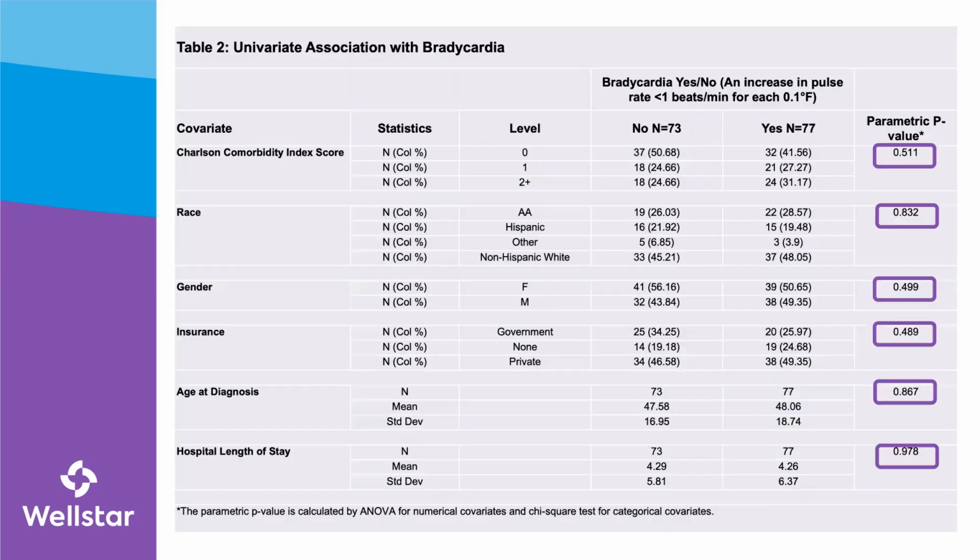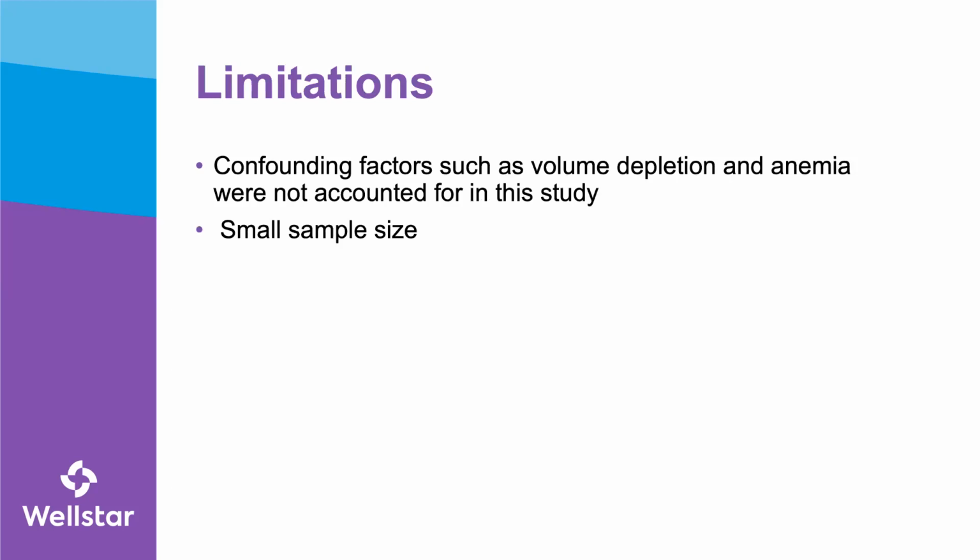So this is the univariate association with bradycardia. As you can see, patients with the pulse temperature deficit compared to those without really had a similar distribution in patient characteristics amongst all the covariates, with p-values not reaching any significance in any of the covariates. So the limitations: confounding factors such as volume depletion and anemia were not accounted for in this study, which could affect pulse. And the small sample size in this study was also considered a limitation.